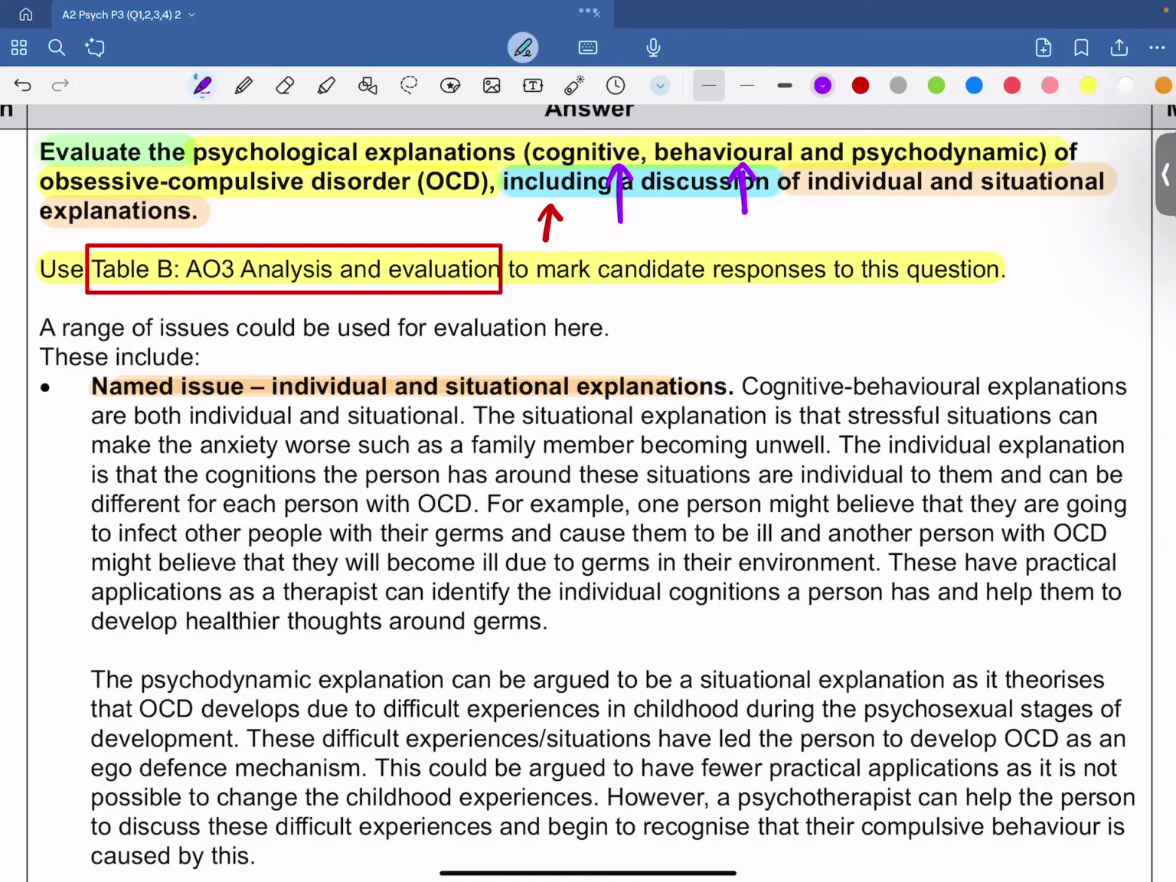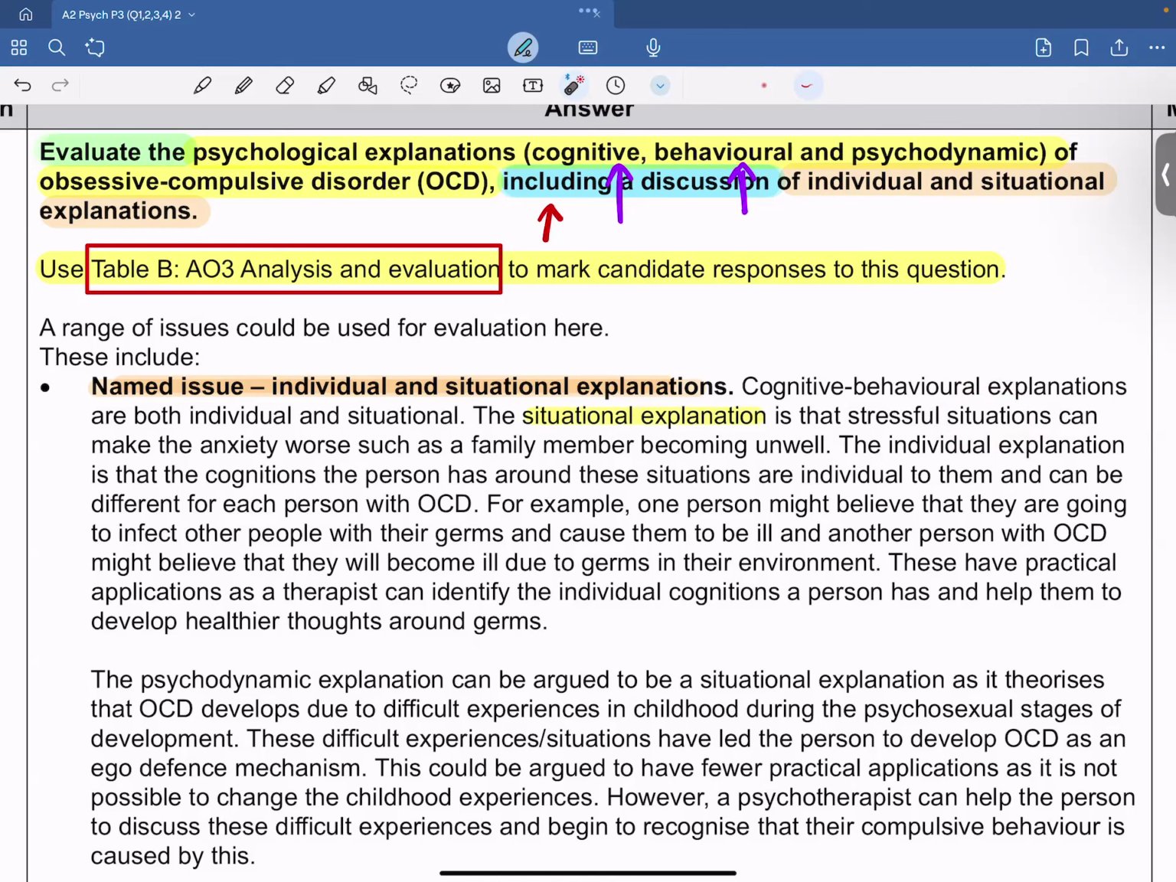Now you're explaining the situational explanation first. The situational explanation is that stressful situations can make the anxiety worse, such as a family member becoming ill. So that was a situation you were caught up in, right? So it's a situation that can probably worsen your OCD symptoms.